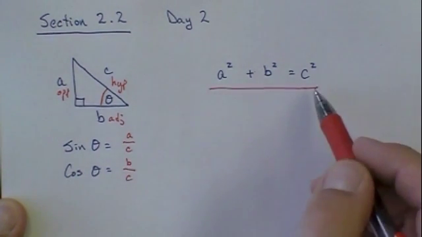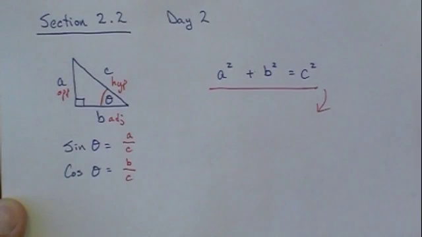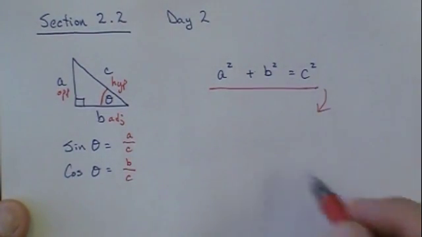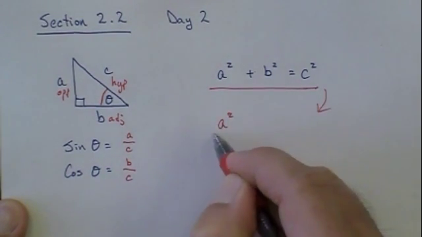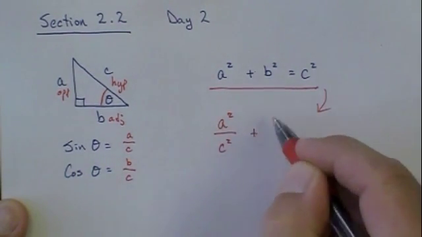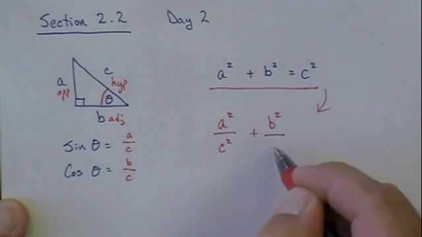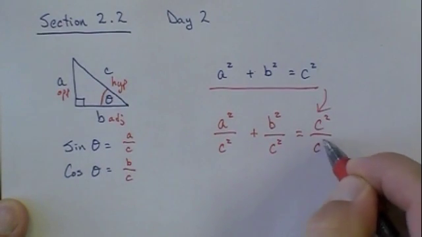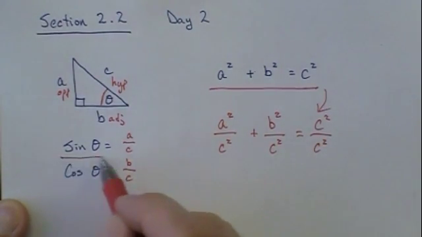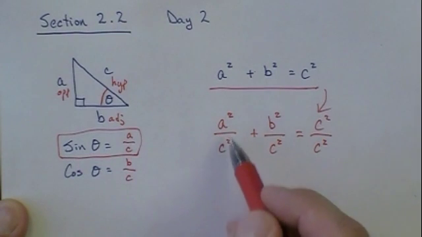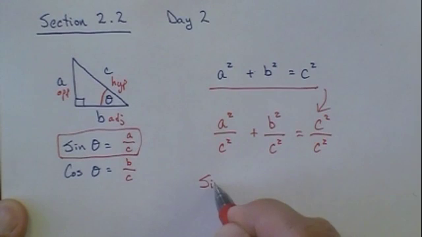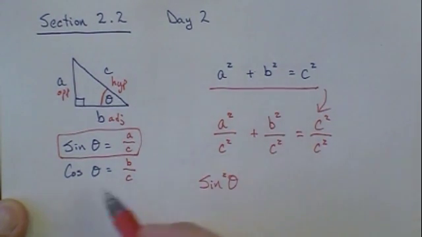Now, thinking about changing this and how does that help us with trigonometry, if we were to divide everything by c squared. So we have a squared divided by c squared plus b squared divided by c squared is equal to c squared divided by c squared. What we can now do is, because we know that a squared over c squared, if we square both sides here, we could rewrite this as sine squared of theta. And here we have b squared over c squared.